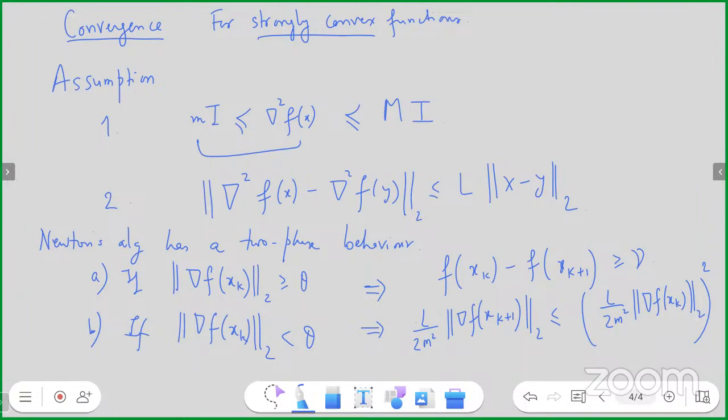So what's happening in the gradient domain? If the gradient is bounded by theta for the kth iteration, then also for the subsequent iterations the gradient will be bounded by theta. That's what we've shown. Yes, that needs to be established.